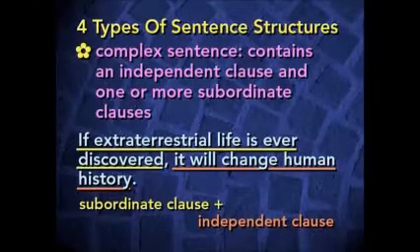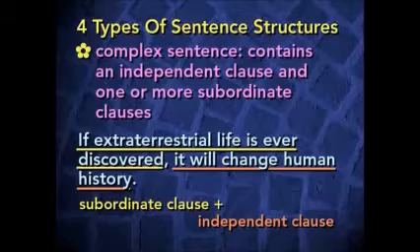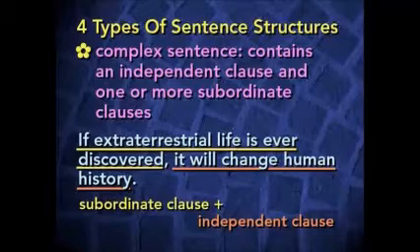The two things work together to create a single, complete thought. If extraterrestrial life is ever discovered, it will change human history. The first clause sets up a possibility, and the second clause explains what would happen if that possibility comes true. So the two clauses work together to express one complete idea. And therefore we have a correct sentence which is known as a complex sentence, because that's what a complex sentence does. It combines two different kinds of clauses, one an independent clause and the other a subordinate clause, and makes them into a whole to express a single thought.